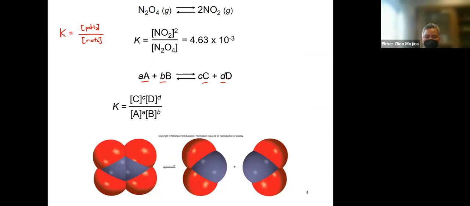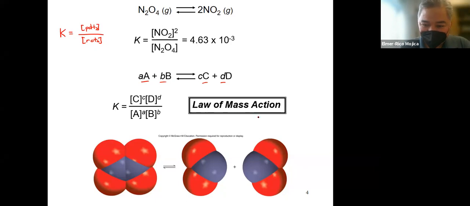So the products over the reactants. That is based on the so-called law of mass action. So it's all about the K value here. That's why I always tell my students, this course is all about K.